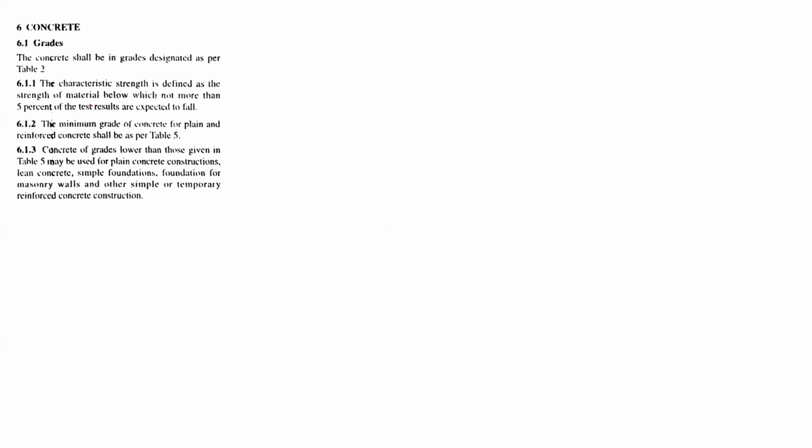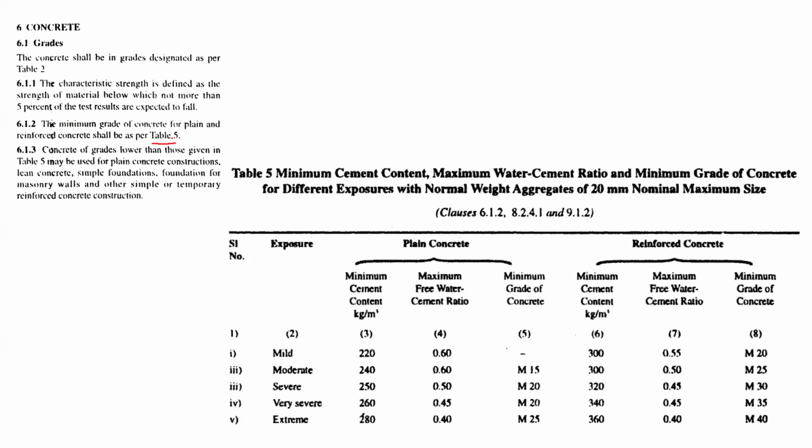We will see characteristic strength when we go to limit state. Now the minimum grade of concrete for plain and reinforced concrete shall be as per table 5. So we have to go to table 5, and this table is given on page number 15.